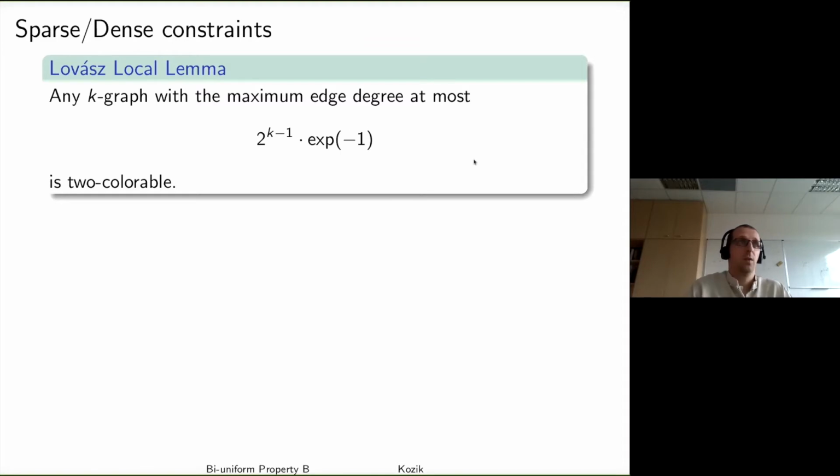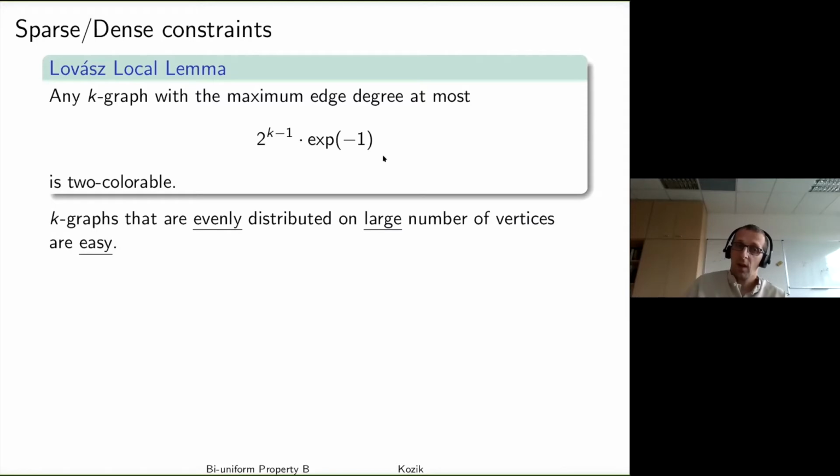So if we try to determine which instances are hard and which are easy, so for which we can improve our lower bound, one large family is the family of sparse hypergraphs. The result is given by Lovász's local lemma, which gives local constraints. If the maximum edge degree is not larger than this kind of value, then a hypergraph is two-colorable.